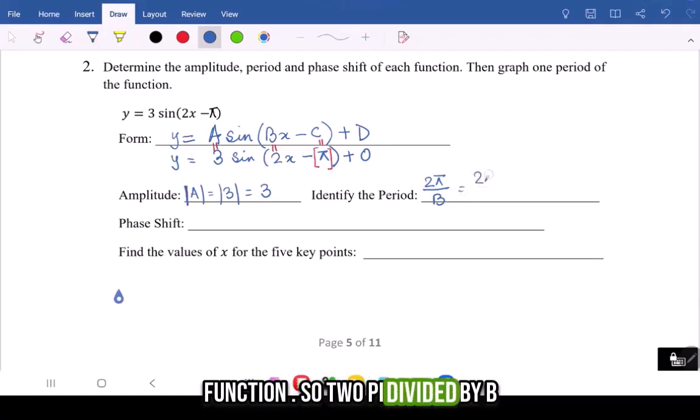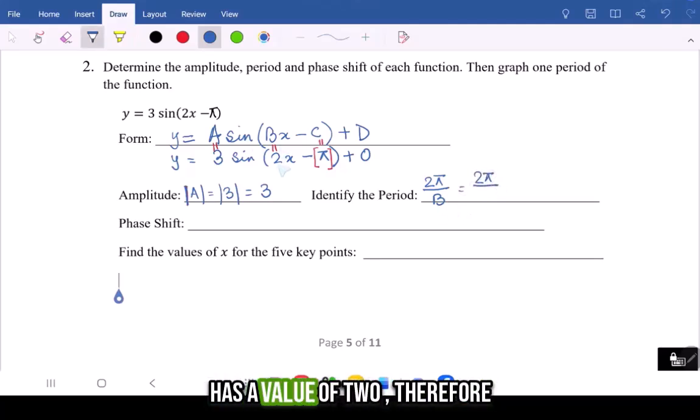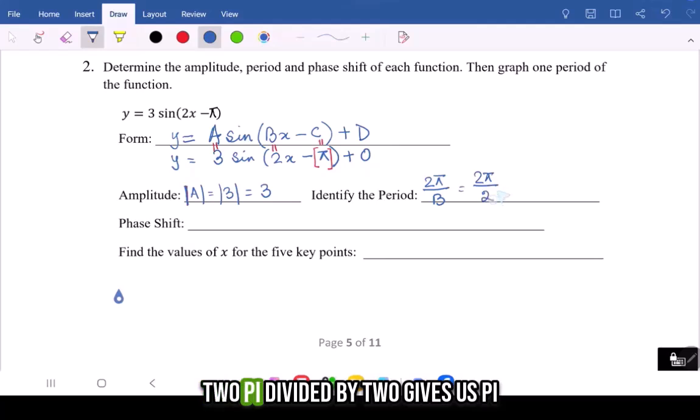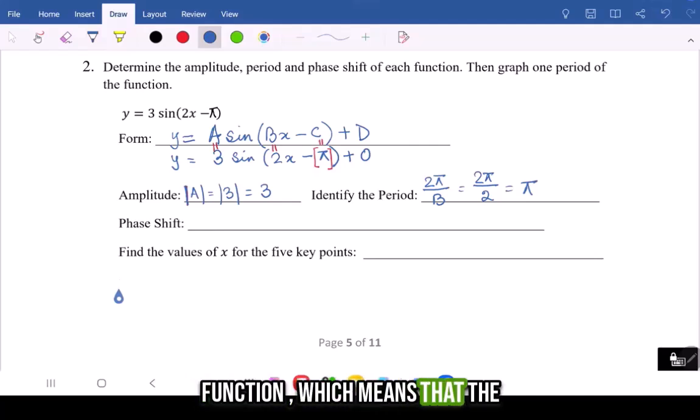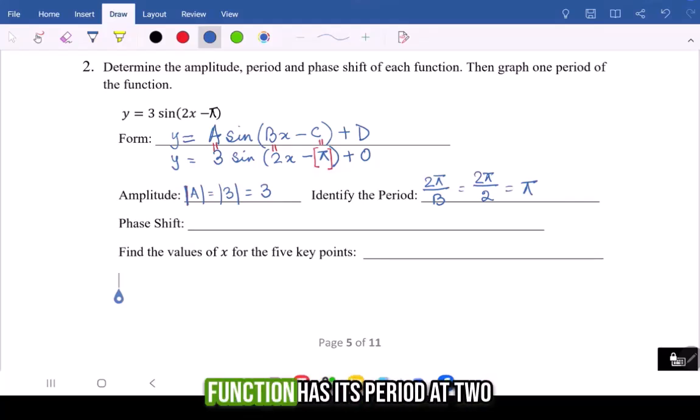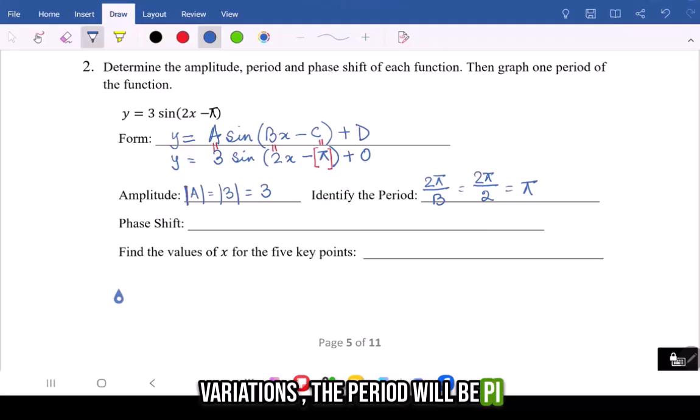So b has a value of 2. Therefore, 2 pi divided by 2 gives us pi, and that is the period of this function, which means that the function will complete one full cycle within an interval of pi units, whereas the basic sine function has its period at 2 pi. It completes one full cycle in an interval of 2 pi. For this particular function with all its variations, the period will be pi units.